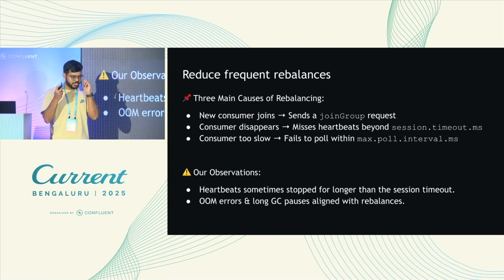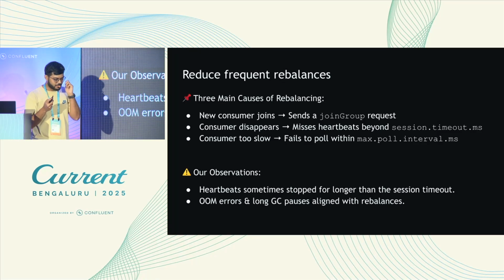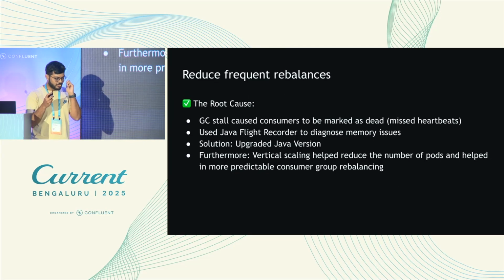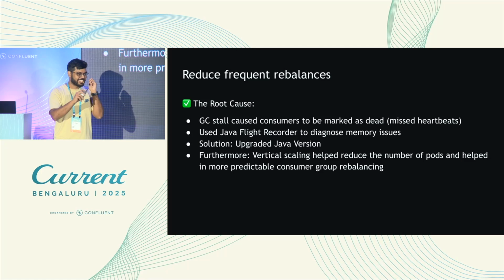So we did a lot of analysis, and we realized that there were some out of memory errors and some GC pressure, and that aligned very well with those rebalances. So we hypothesize it is mostly caused by GC stalls. Again, it is very difficult to analyze an exact one-to-one correlation, but we used good tools like JFR to check what is happening. But the solution was very simple. We just upgraded our Java version and things worked fine, because that's the core takeaway.